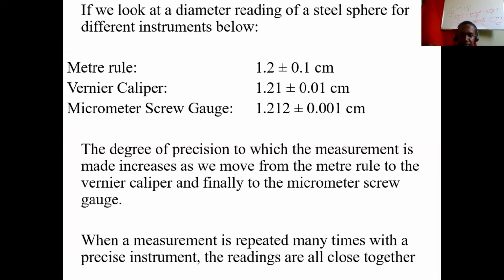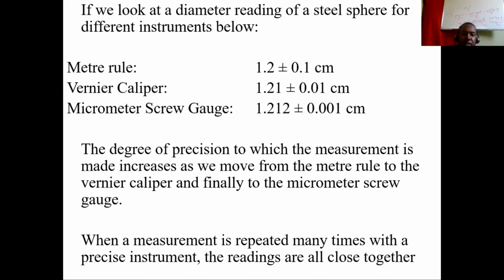So thing to note is that your meter ruler can only give you one decimal place of value, right? Because it's measured in centimeters, you only have one decimal place. Vernier caliper now, you can actually get up to two decimal places in terms of your centimeter value. And for micrometer screw gauge, it gets up to three decimal places in reading, right? So the degree of precision to which the measurement is made increases as we move from the meter rule to your vernier caliper and finally to your micrometer screw gauge.